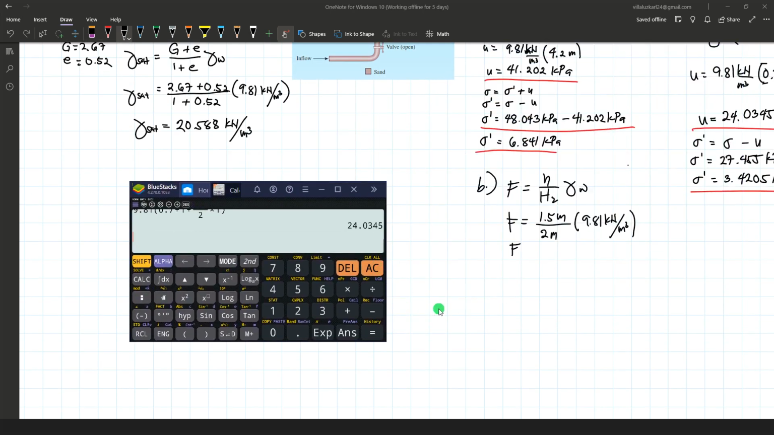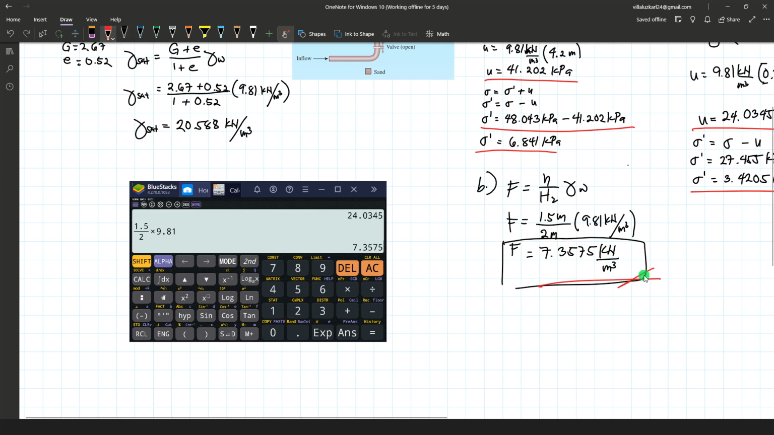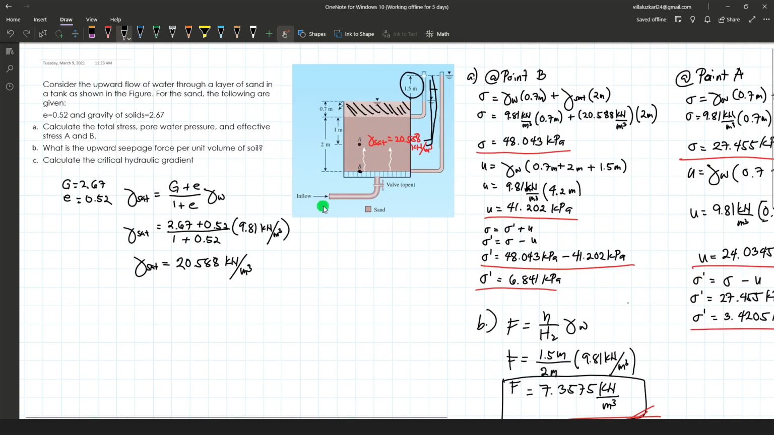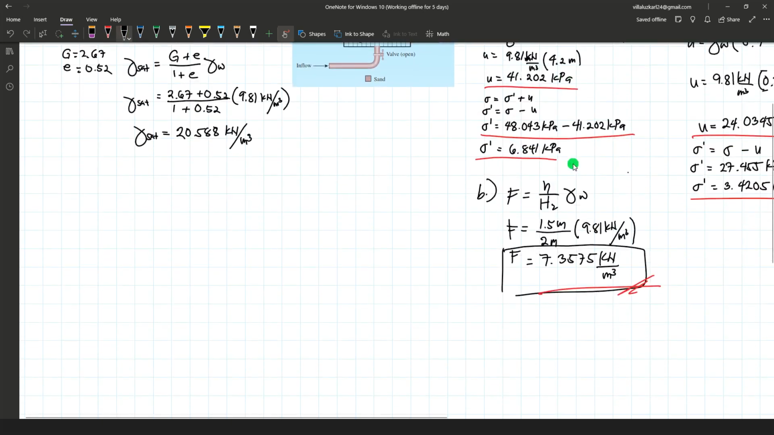Let's compute this. We have 1.5 over 2 times 9.81, so that's 7.3575 kilonewtons per cubic meter. So that's the seepage force per unit volume. Okay. Letter C. Calculate the critical hydraulic gradient.